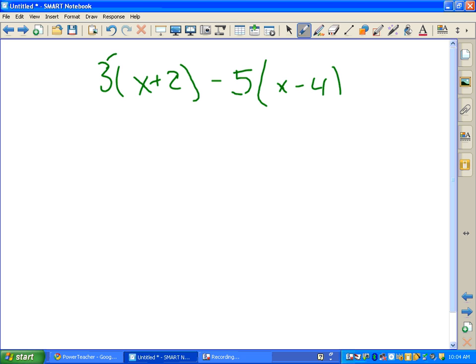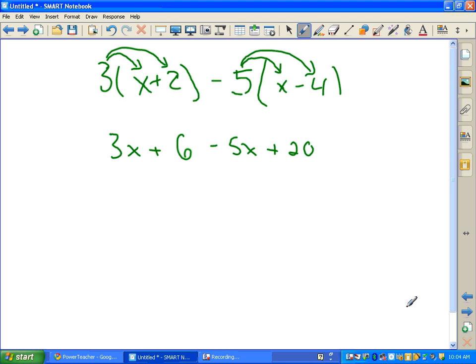Distributing, I'm going to take what's outside, multiply it by everything inside. So on the first part here, when I distribute, I get 3x plus 3 times 2 is going to give me 6. Now on the next part, when I distribute, the important thing to remember here is that this is a negative I'm distributing by. So a negative 5 times x is a negative 5x. Negative 5 times negative 4 is positive 20.